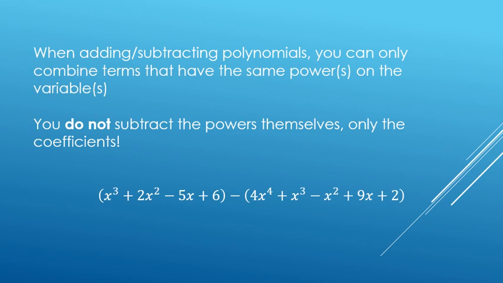So as a quick sample here, I have two polynomials, x cubed plus 2x squared minus 5x plus 6, and 4x to the fourth plus x cubed minus x squared plus 9x plus 2, and I'm going to take the difference of these two. There is no x to the fourth here, there is one here, so I'm going to have minus x to the fourth, minus 4x to the fourth, to be more specific.